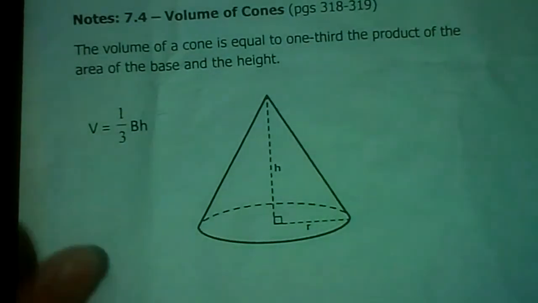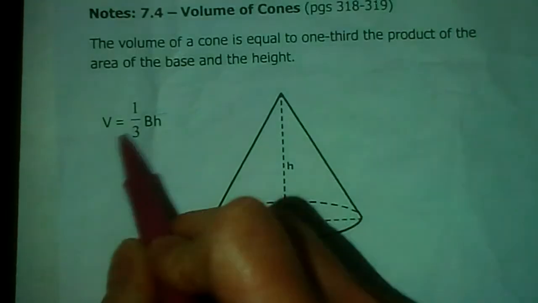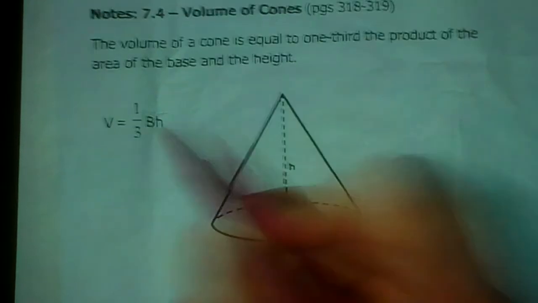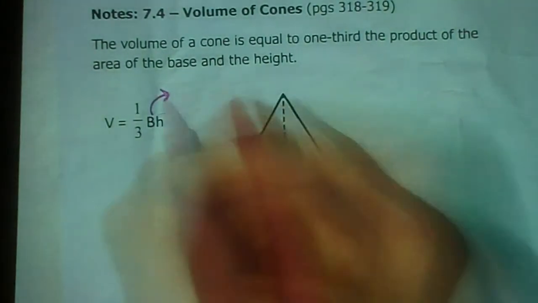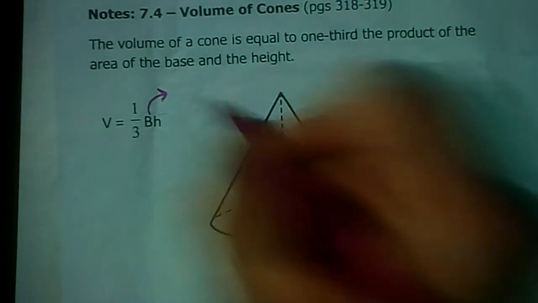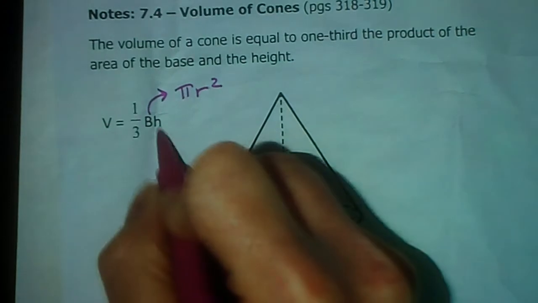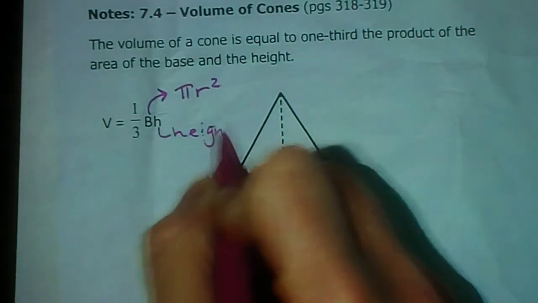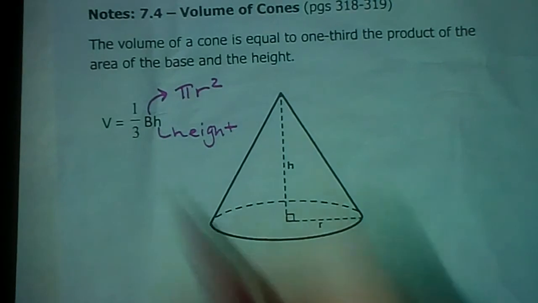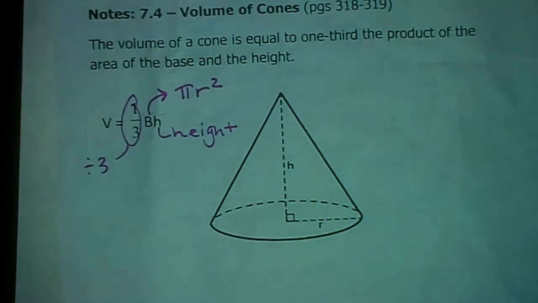So the technical formula that most websites and books will give you is that volume equals 1/3 of the area of the base times the height. What I'd like you to remember is the area of the base, in this case, is a circle. So to find the area of the base, we'd use pi r squared, and this still represents whatever the height given is. Also remember that if you don't like multiplying things by 1/3, dividing by 3 is the same concept.